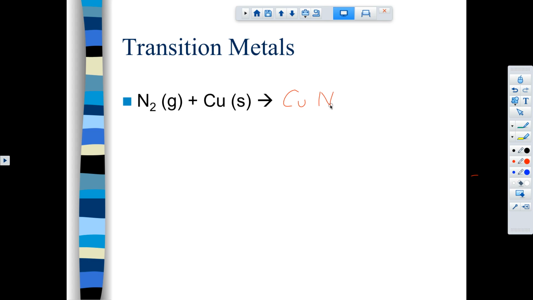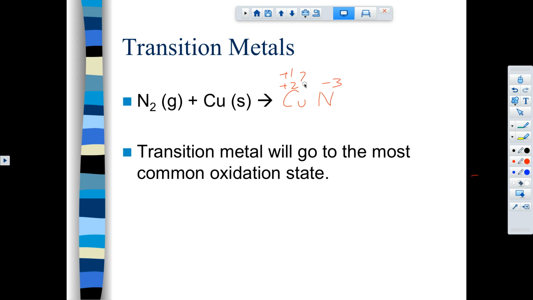All right, so nitrogen, it's in group 15, so hopefully you said -3 charge. Copper, what's the charge on copper? Well, if you look on your periodic table, copper is a transition metal, so it has multiple charges. So you're not sure, do you put +1 or do you put +2? To figure that out, you're not going to know unless you do the reaction, but we're just going to make life easy.